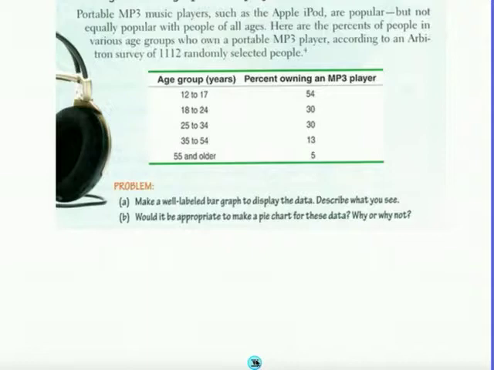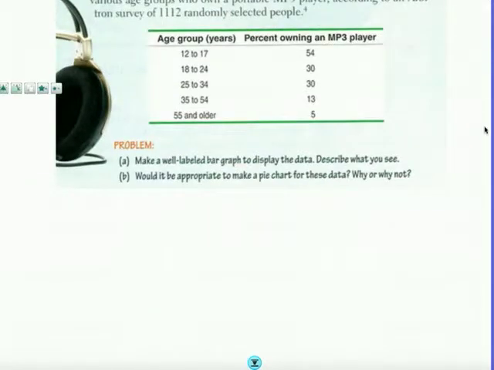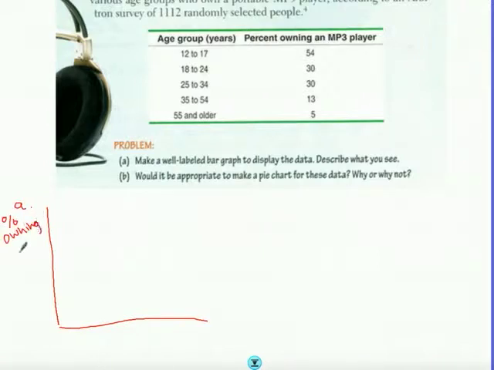All right, so for A, you have to have a y-axis and an x-axis. That line could be straighter, but we're going to deal with it. Over on the left side, you're going to label it as percent owning MP3 player. And across the bottom, you're going to label it as age group, and that is in years.